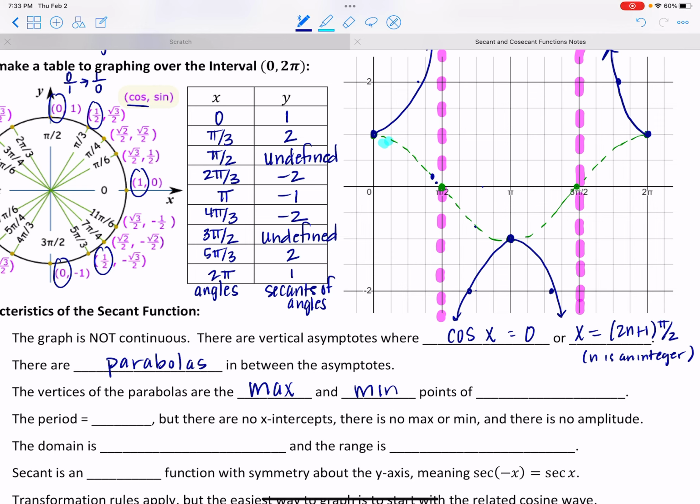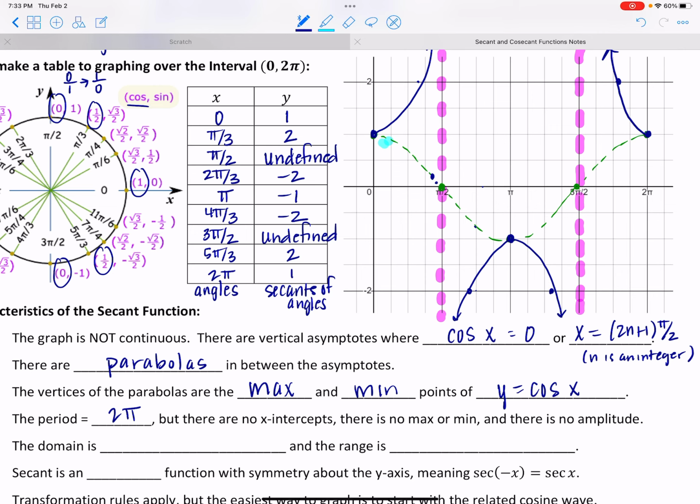The vertices are the max and min points of, oh yeah, cosine, sorry, of the cosine of x. All right, period, still 2 pi, just like cosine. That should make sense. That's how long it took for the one cycle to happen, for us to see the pattern start to repeat once we go back around the circle.